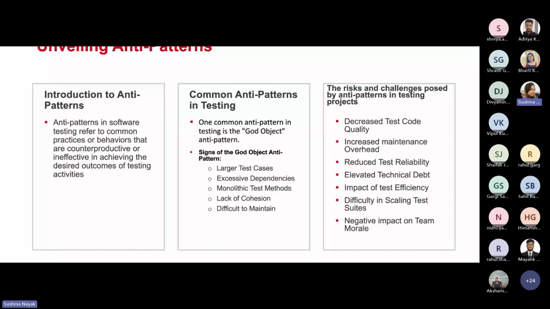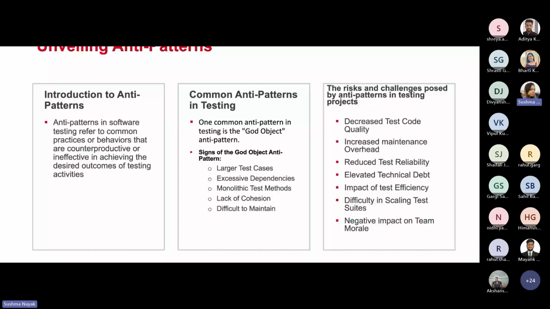Now, what are the signs of the God Object anti-pattern? Large test cases, where a high number of test methods exceeds the reasonable limit. This is one of the signs. Then excessive dependencies, where the tests are heavy and rely on external dependencies or interact with multiple components, which makes it more complex. Then we have lack of cohesion: test classes that lack a clear focus, mixing unrelated test scenarios and responsibilities.